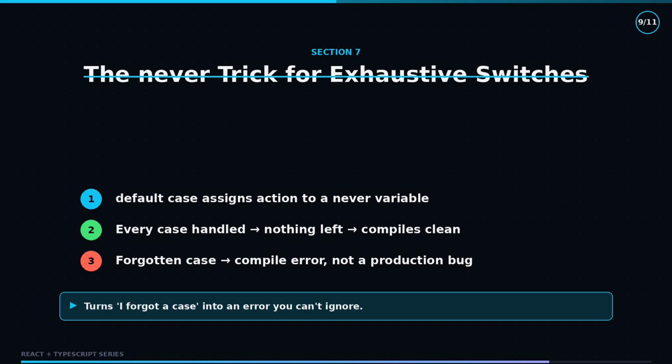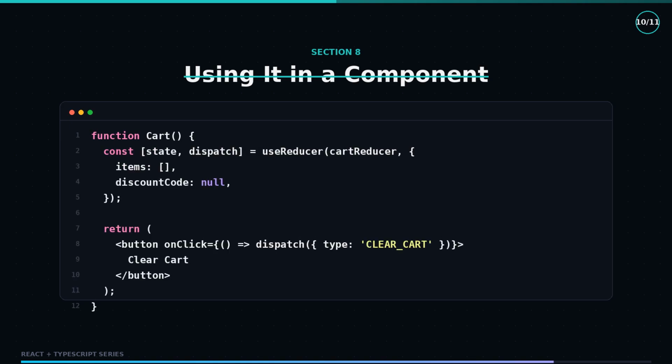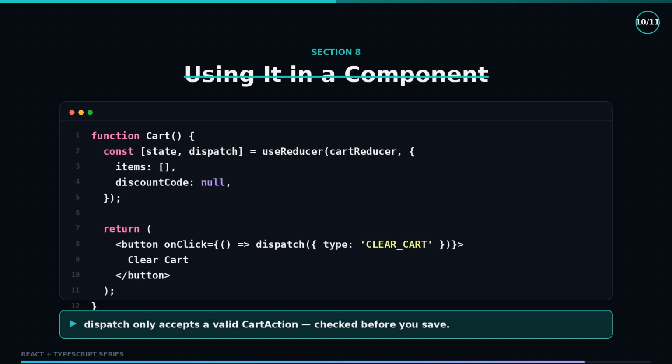7. The never trick for exhaustive switches. Here's a trick that'll make your reducers bulletproof. Add a default case at the bottom of your switch that assigns action to a variable typed as never. If you've truly handled every case, TypeScript agrees there's nothing left. It compiles clean. But add a new action variant anywhere in your app and forget to handle it here, and this line refuses to compile until you do. It turns "I forgot a case" from a production bug into a compiler error you can't ignore.